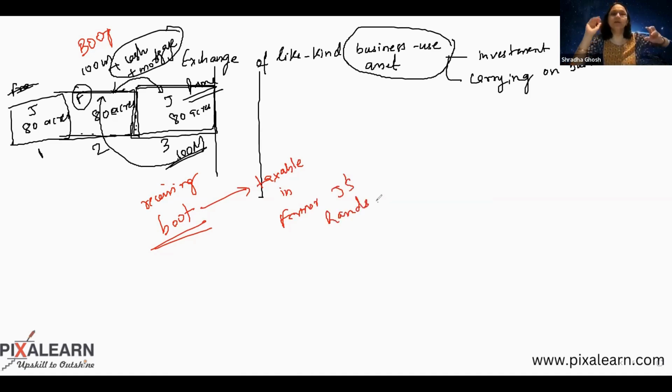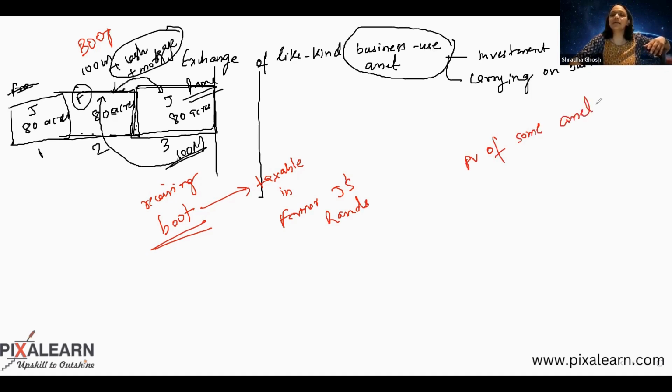Is the concept clear? General rule, if there is an exchange of like kind business assets, we are not going to offer anything for taxation. Problem, if there is something which was given in exchange which was not only that asset. So what can be the possible things? You can give me fair value of something else, of some other asset.